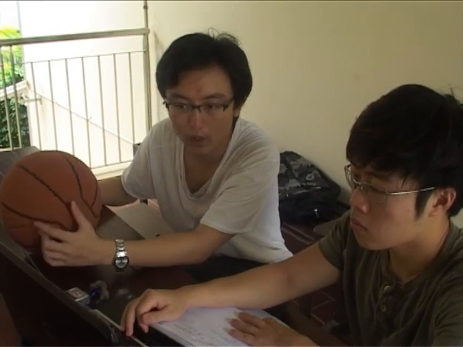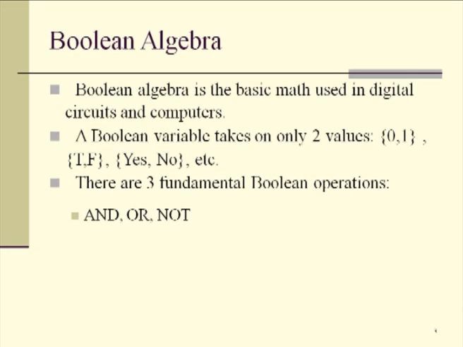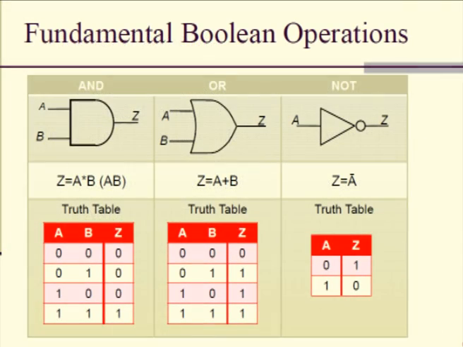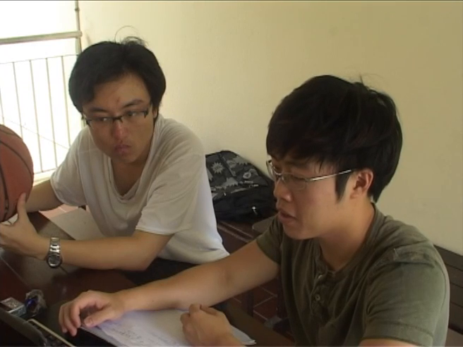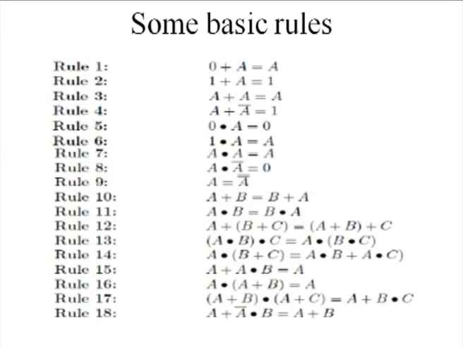Okay, before we go to Karnaugh map, what do you know about Boolean algebra? Now I remember that we learned that a Boolean variable takes on only two values: true, false, yes, no, or also known as 0, 1, and there are three fundamental Boolean operations: AND, OR, and NOT. Do you know any rules about Boolean algebra? Yeah, I know there are quite a few of them, but right now I can only remember that A plus A' equals 1, and A plus A equals A. Okay, that's good.